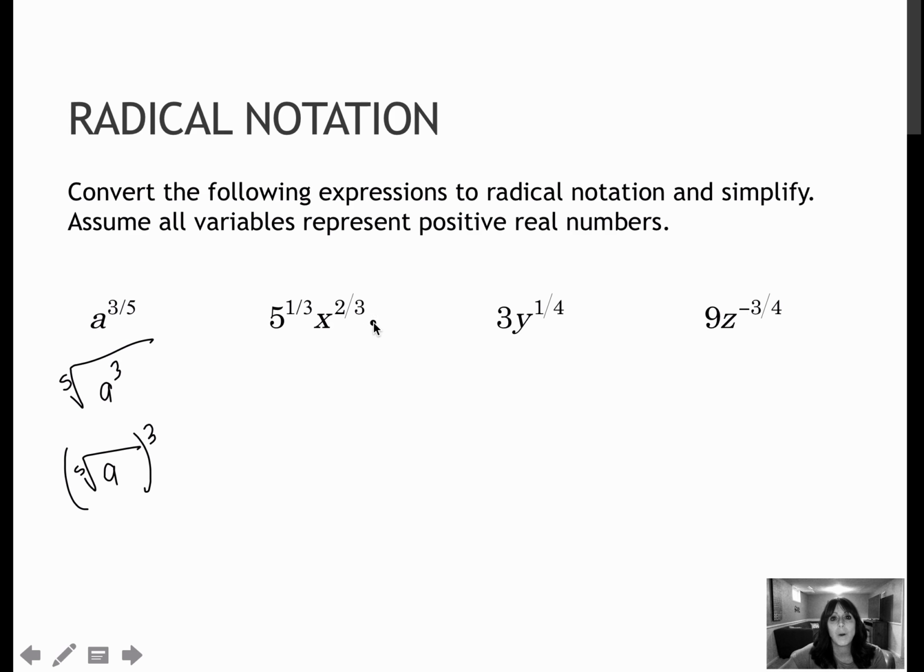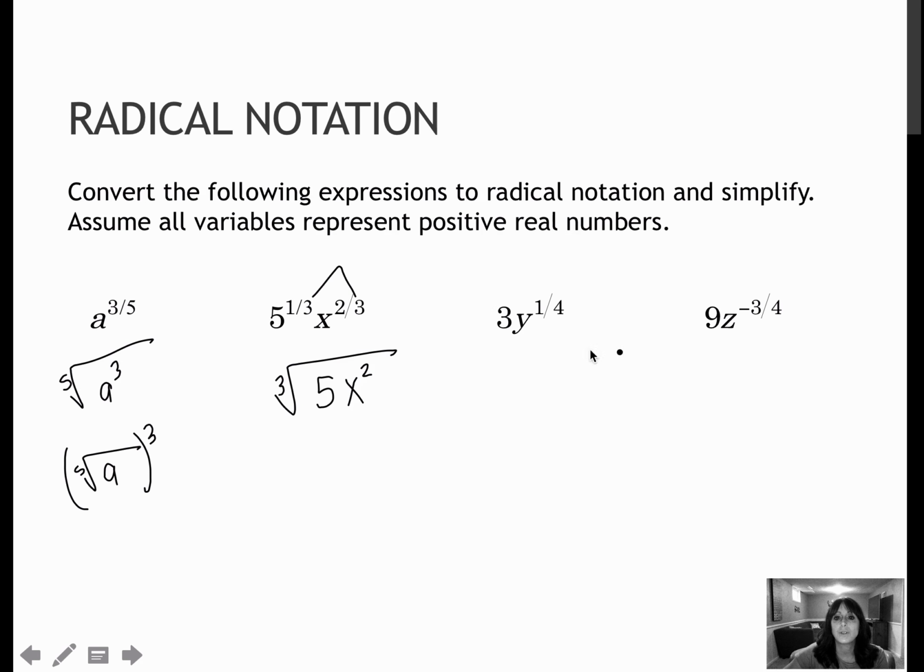For my second one, however, let's be careful because this is 5 to the 1/3, but x is to the 2/3. Now, notice they both have 3 as an index, so it is going to be the 3rd root, but 5 is to the 1st and x is to the 2nd, so it's the cubed root of 5x squared. That's the final answer, the way that I would write it.